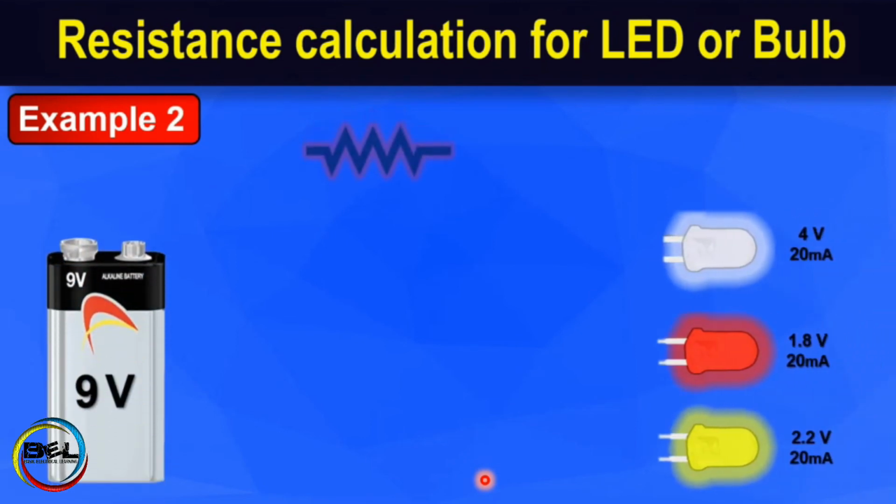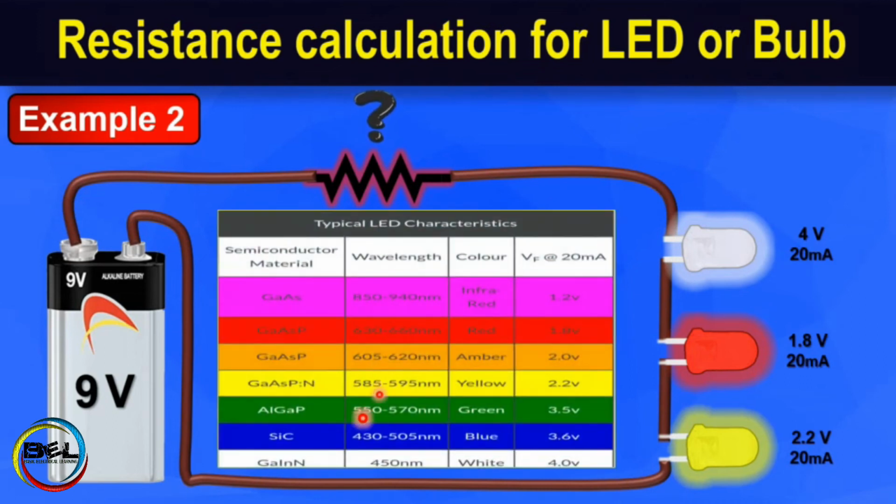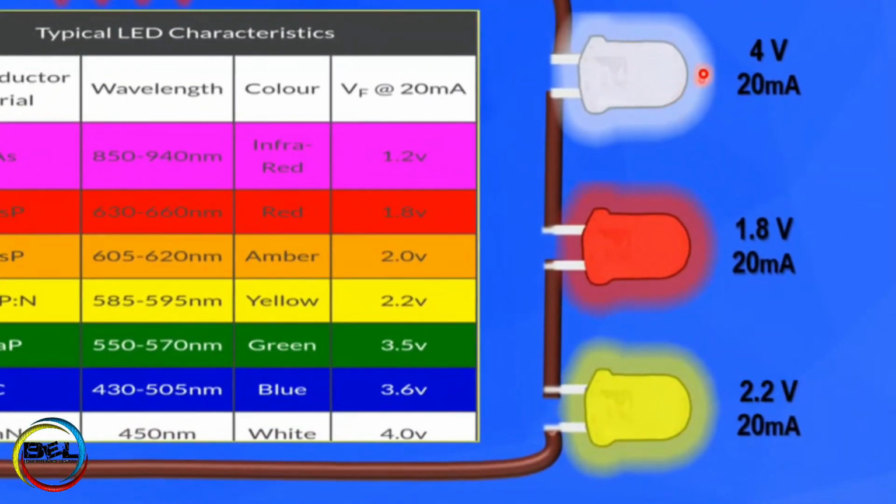So there is another example. In this example we have a 9 volt battery, and there are 3 LEDs which we want to connect to that battery, but what should be the resistance for the safe operating of those LEDs? Now again we will use the same formula, but before going toward the formula we have a chart. In this chart there are different colors of LED having different voltages. As we are using a white LED, the white LED has a voltage of 4 volt.